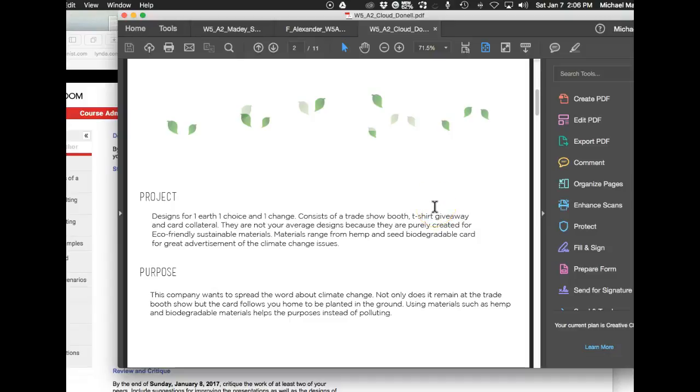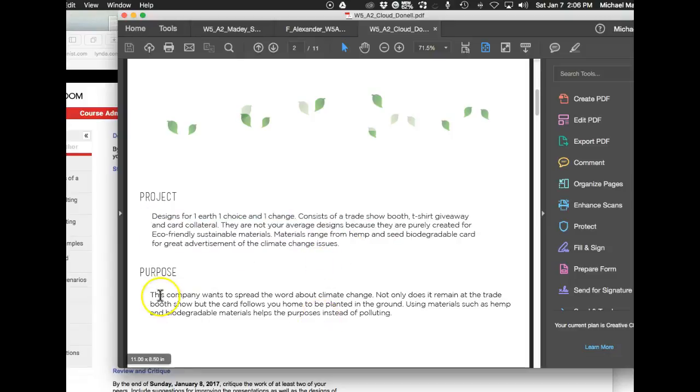So exactly, who are you? What is the problem? What do you stand for? And what are you doing about it? And that's what I really think that we're missing here. You say the project consists of a trade show booth, one t-shirt, one collateral. They are not your average because they are purely created from eco-friendly, sustainable materials. Materials range from hemp to... So that's a pretty good introduction.